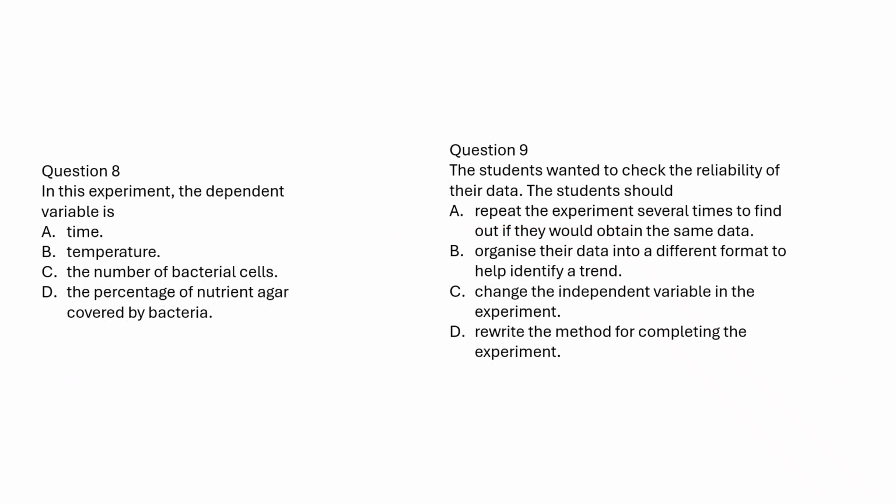Because this study examines the influence of temperature on bacterial growth, temperature is identified as the independent variable, and the percentage of nutrient agar covered by bacteria is the dependent variable. For the data to be considered reliable, students must repeat the experiment several times and check if they obtain consistent results.